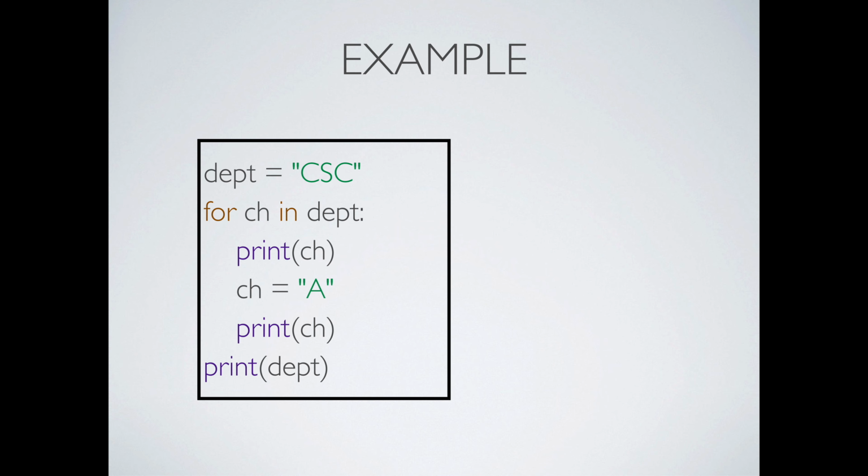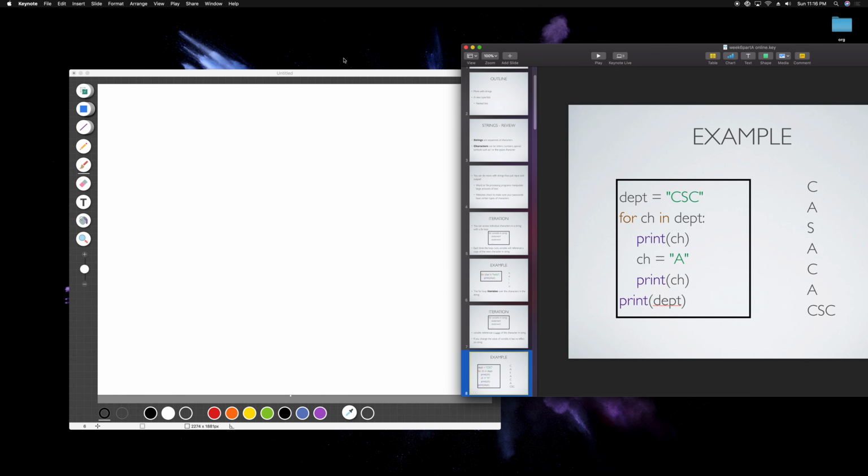So this for loop has 3 statements inside of it that we're going to do each time we iterate through that for loop. Print ch, then ch equals a, then print ch again. Once that for loop is completely done running, it will then print department. So let's just step through this together. We'll talk about what's going on here.